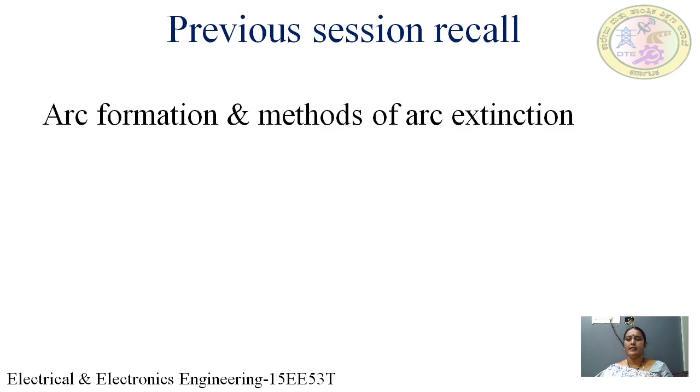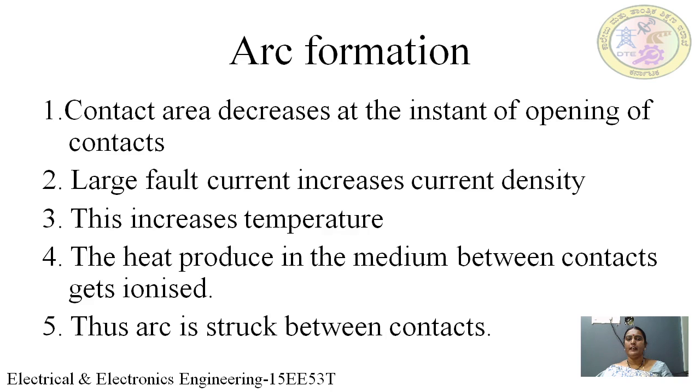Here is a topic that was discussed in the previous session, that is arc formation and methods of arc extinction. Let us see how an arc will be formed in the circuit breaker. When there is a fault on the system, the contacts are going to separate. Because of the separation of the contacts, the contact area decreases at the instant of opening of the contacts.